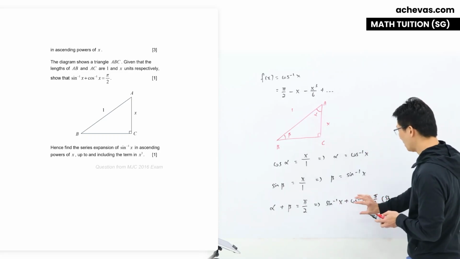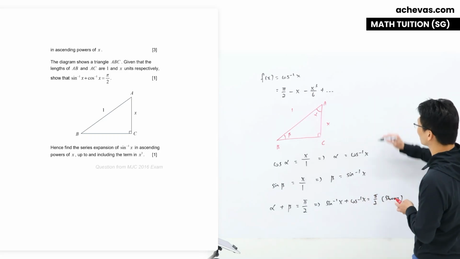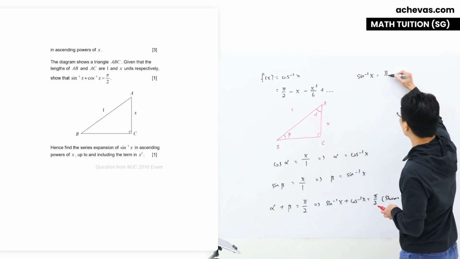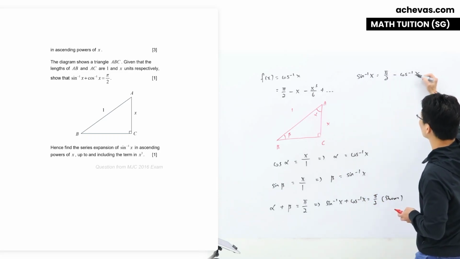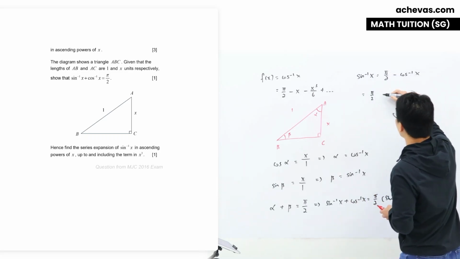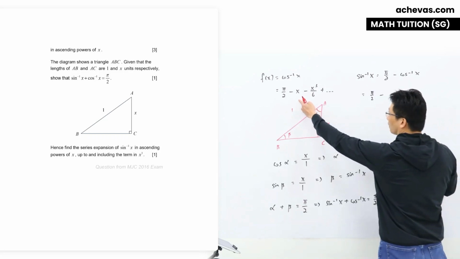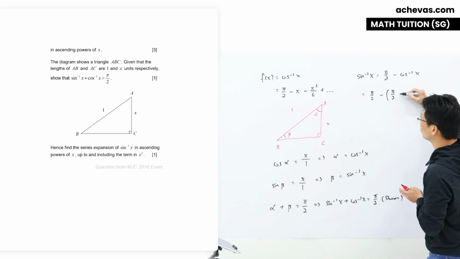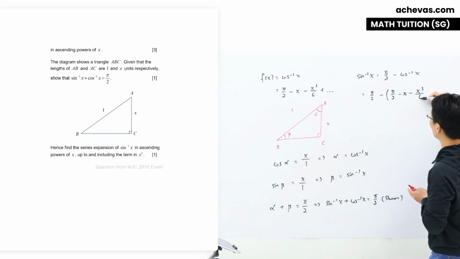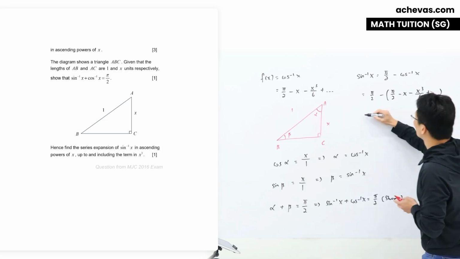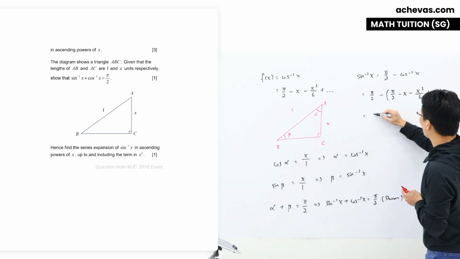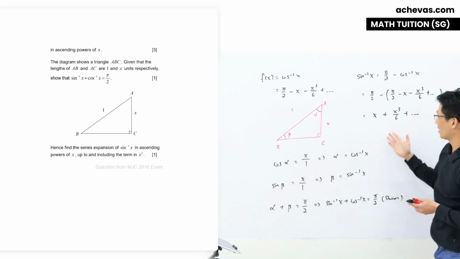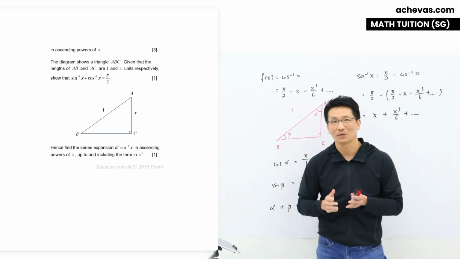I'm going to shift our cos inverse x to the right hand side of this expression. We will just have sine inverse x equal to pi over 2 minus cosine inverse x. And from our first part, we already obtained the Maclaurin expansion for cos inverse x. I'm going to replace this with this series, pi over 2 minus x cubed over 6 plus dot dot dot. Expanding out, I will just get x plus x cubed over 6 plus dot dot dot. This is just my required answer for the expansion for sine inverse x.